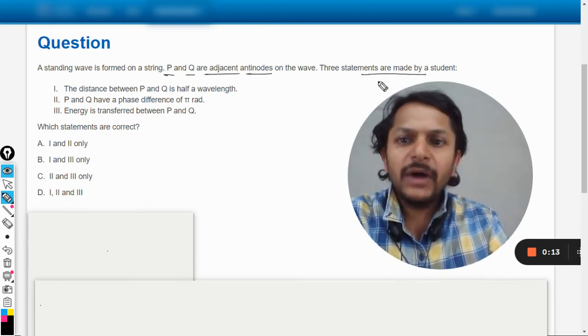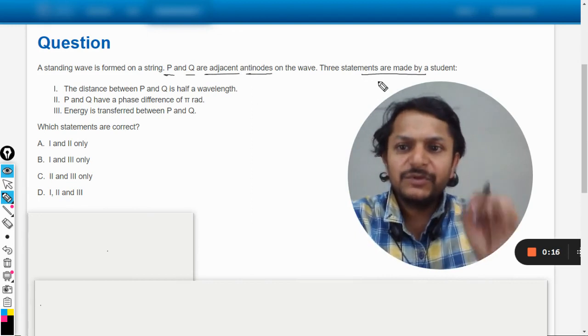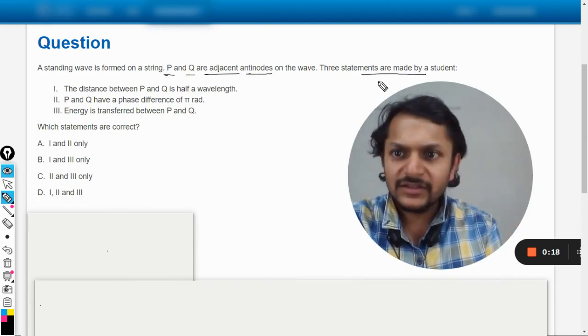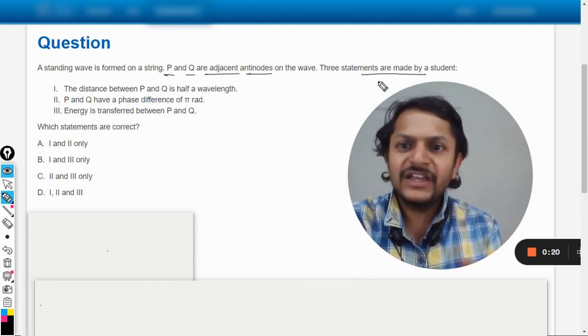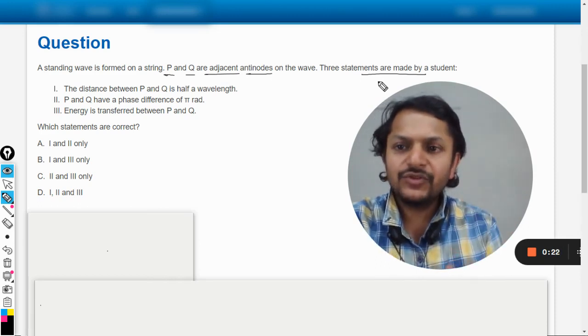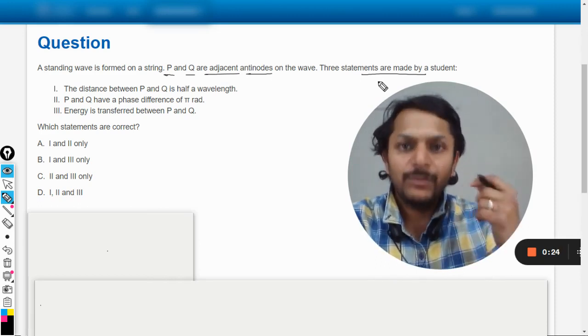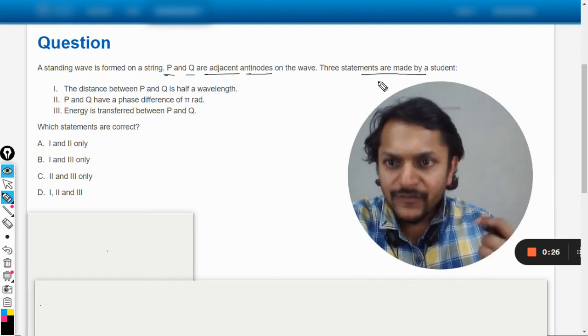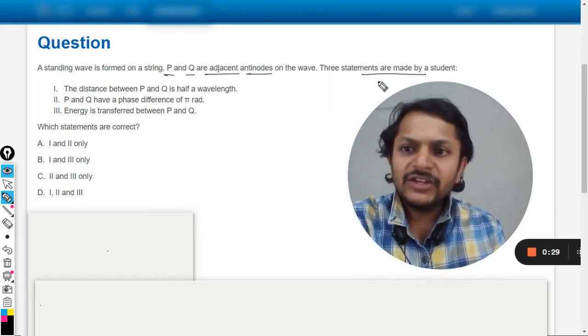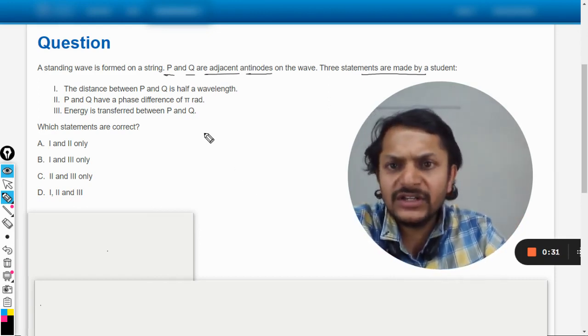Three statements are made by a student. Number one, the distance between P and Q is half a wavelength. Number two, P and Q have a phase difference of pi radians. Number three, energy is transferred between the point P and Q. Which statements are correct? So, my dear students, let us try to understand this thing.